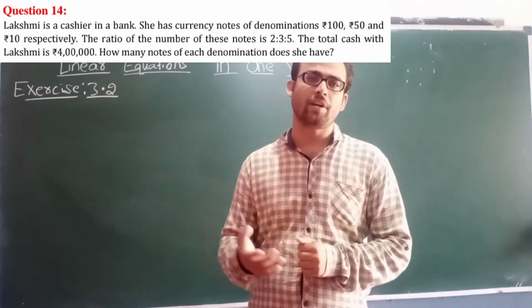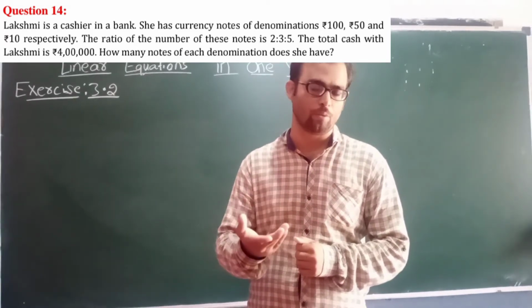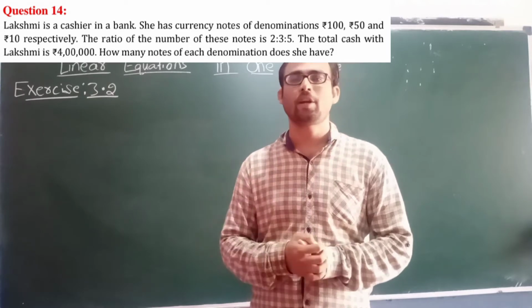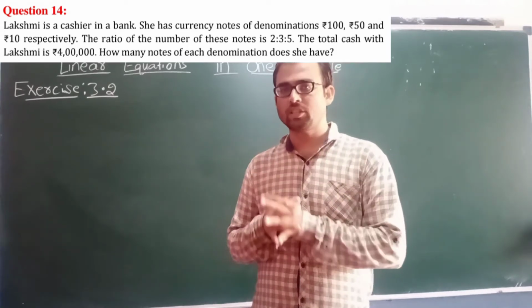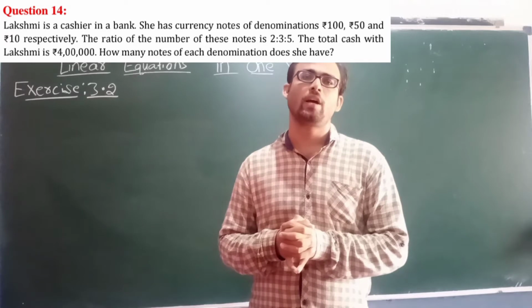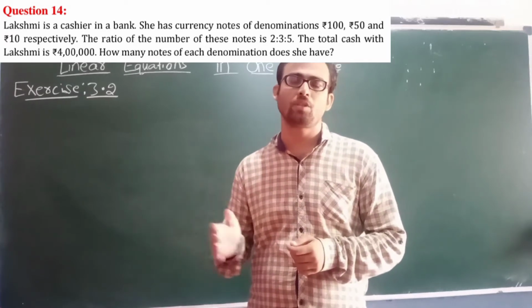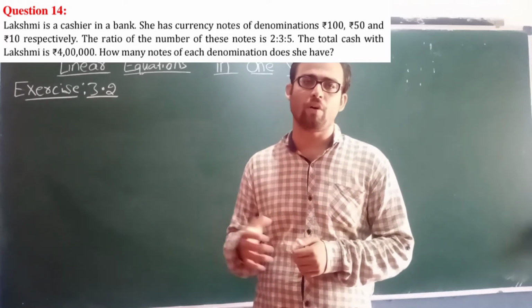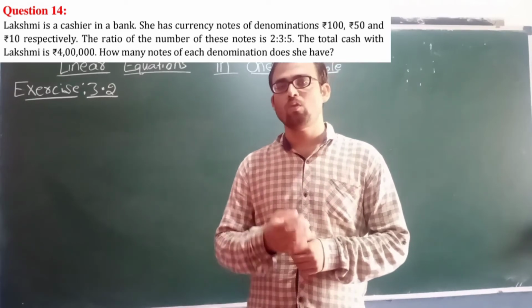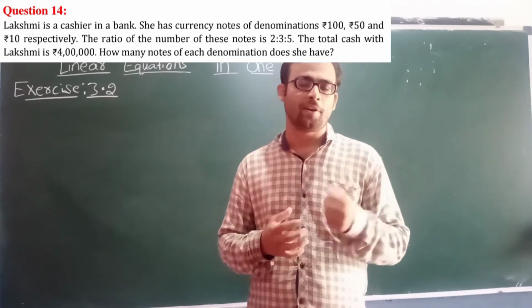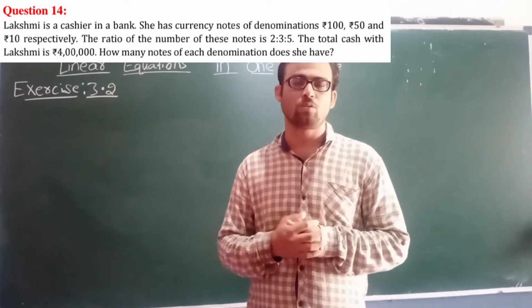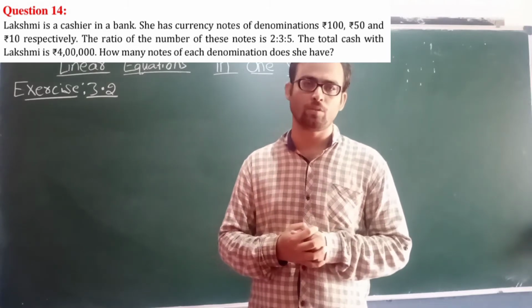Denominations is nothing but varieties, that is 100 rupees note, she is having 100 rupees note, 50 rupees note and 10 rupees note. And what is the total cash she is having? 4 lakh rupees. Okay, and they have given the ratio of denominations as 2:3:5. So what we need to find? We need to find how many 100 rupees notes are there, how many 50 rupees notes are there and how many 10 rupees notes are there.